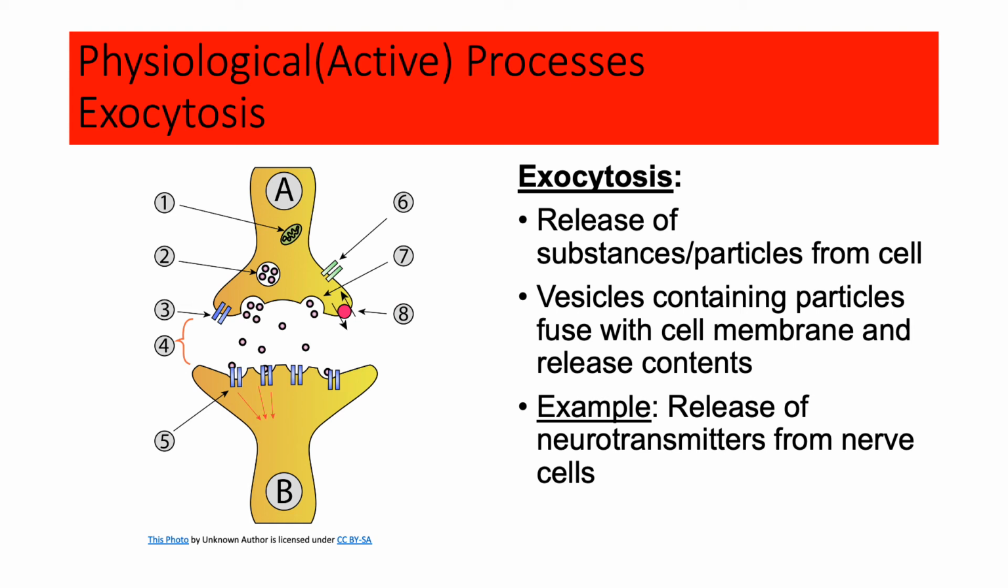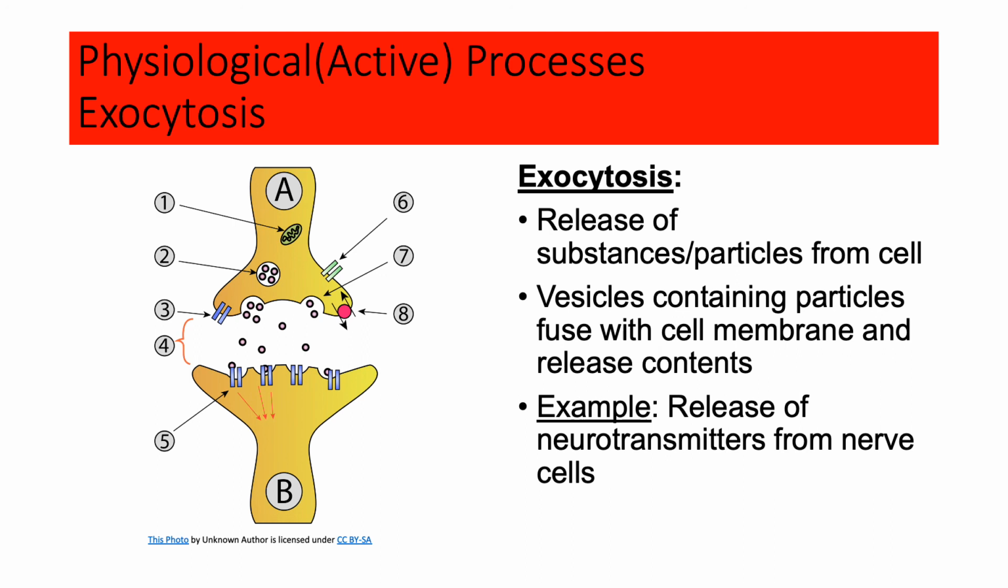Exocytosis sounds like the opposite of endocytosis. It sounds like exit, right? It really is. The release of substances or particles from the cell to the outside of the cell via a vesicle we call exocytosis. You will see the vesicle containing the particles come and become part of the plasma membrane, and whatever is inside of the vesicle spills to the outside of the cell, and the vesicle membrane becomes part of the plasma membrane.